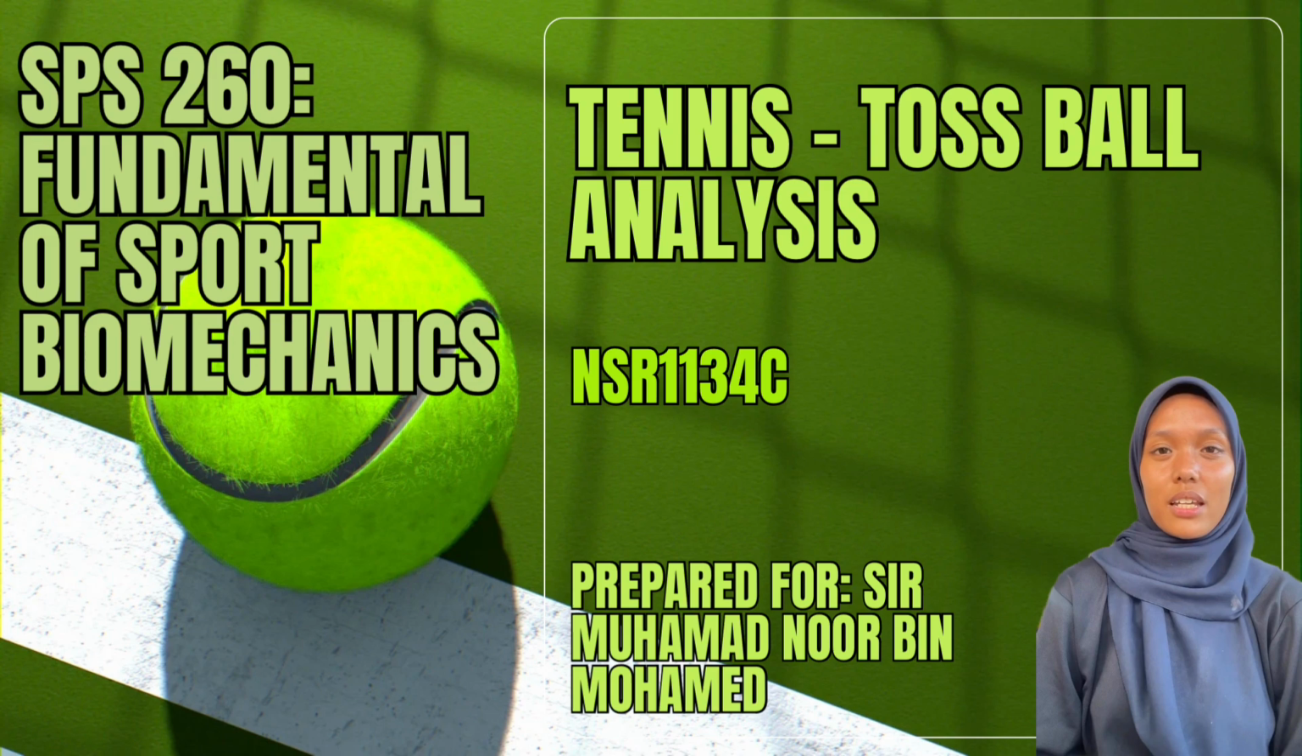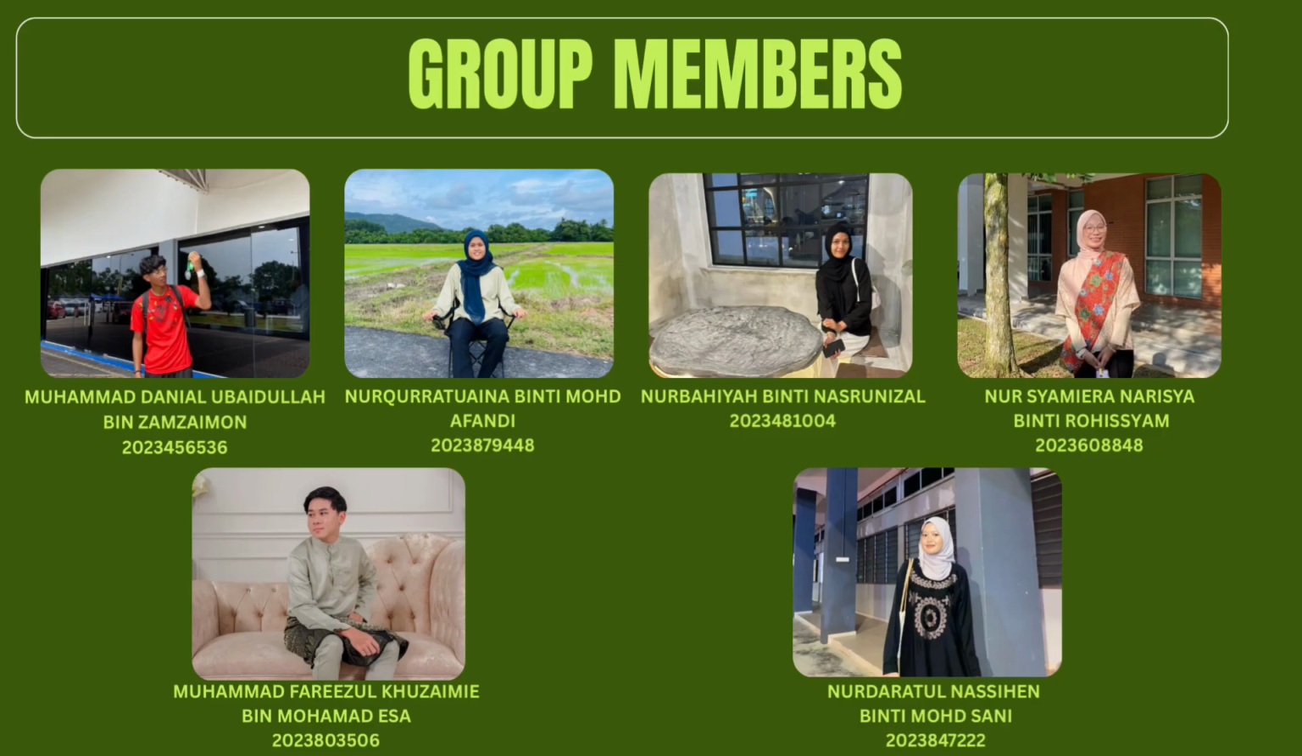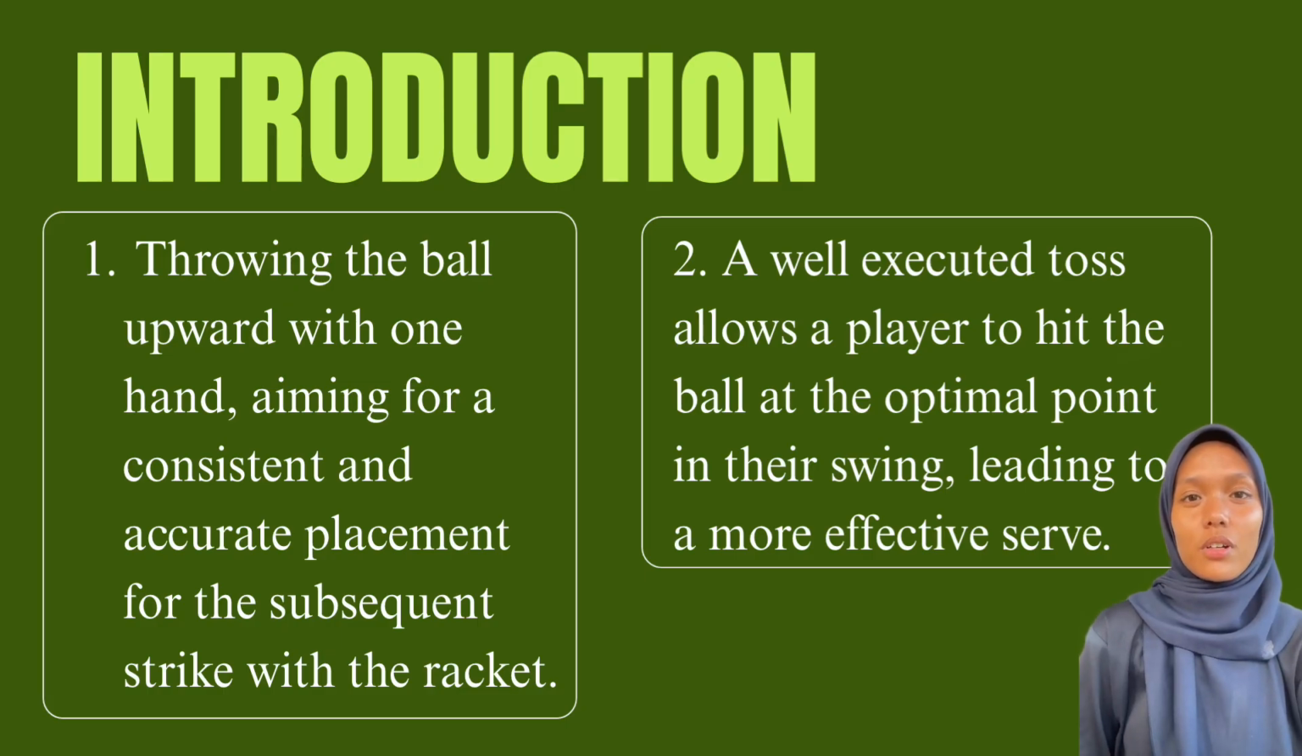The sport that we chose is tennis, which is toss ball analysis. Toss ball is throwing the ball outward with one hand, aiming for a consistent and accurate placement for the subsequent strike with the racket. It is also a well-executed toss, which allows a player to hit the ball at the optimal point in their swing, leading to a more effective serve.